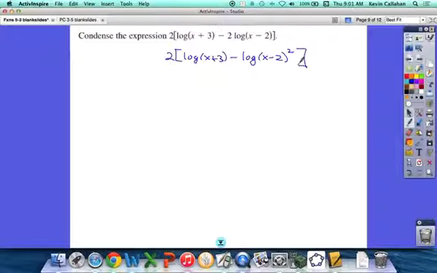Okay, now you have 1 times the log minus 1 times the log. Now you can use the quotient property, right? So what will that look like? 2 times log of, what goes in the numerator? The x plus 3.